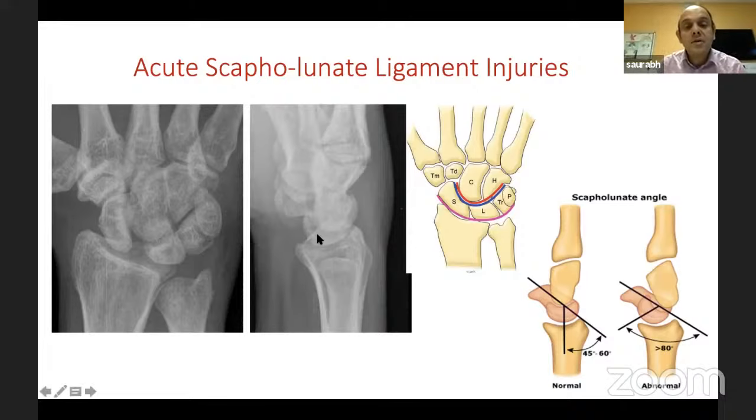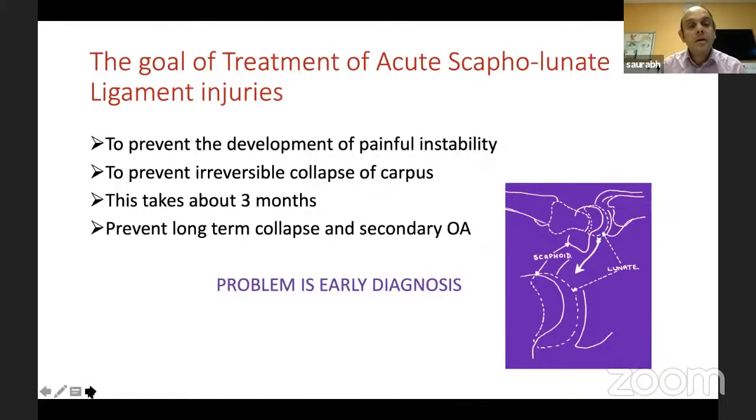And again, you can see lunate has extended, scaphoid has flexed, which is what you can see here. That's a normal scapholunate angle, around 45 to 60. Once it's gone into DISI, and if it's more than 80 degrees, you know it's a scapholunate injury.